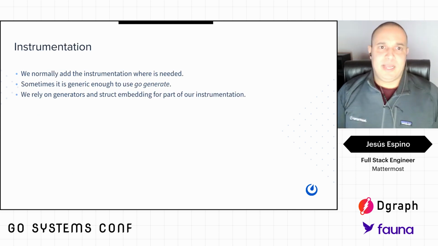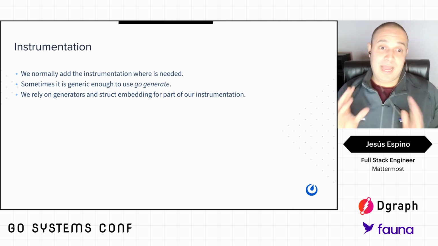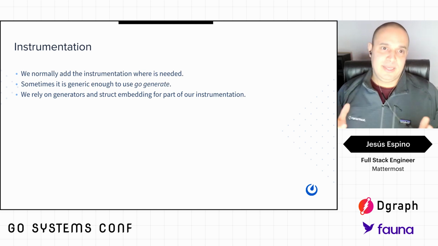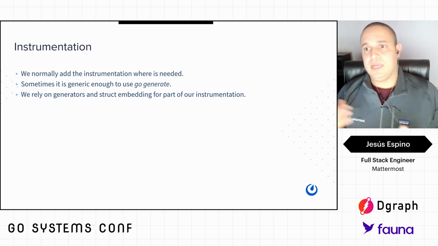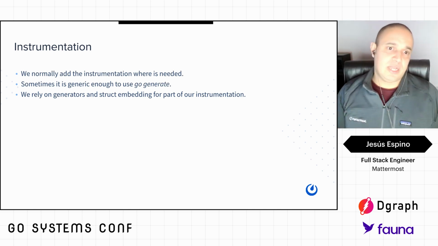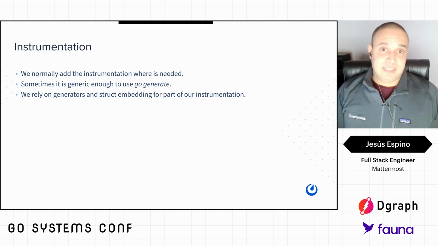How did we instrument our code for monitoring? We have followed three different paths here. One is the simplest solution, which just adds the instrumentation code where it's needed. For example, if we want to measure the cache hit and miss rates, whenever we access a cache, we add a hit, and when we miss accessing the cache, we add a miss. That is the simplest approach.